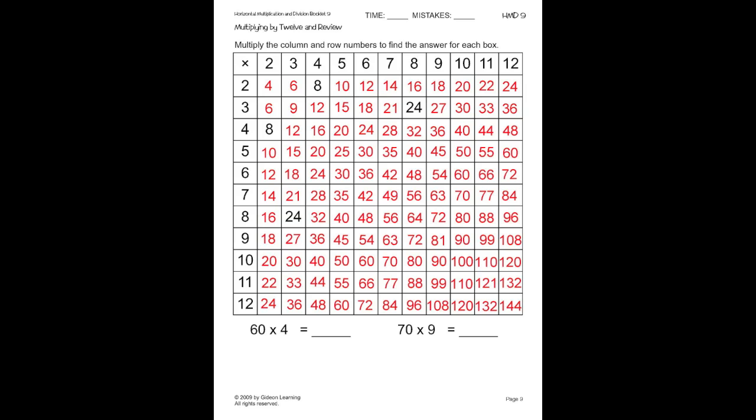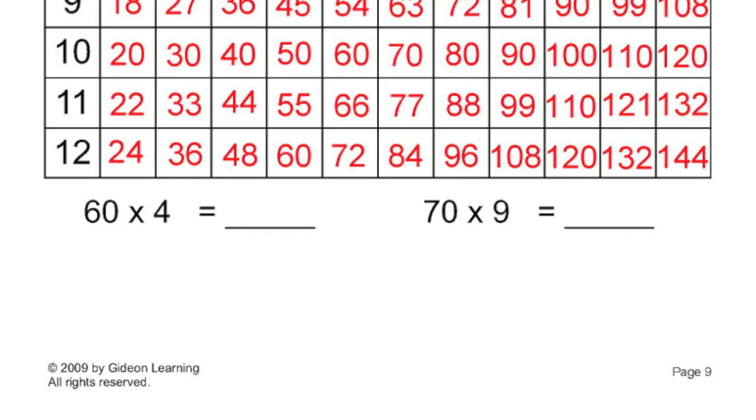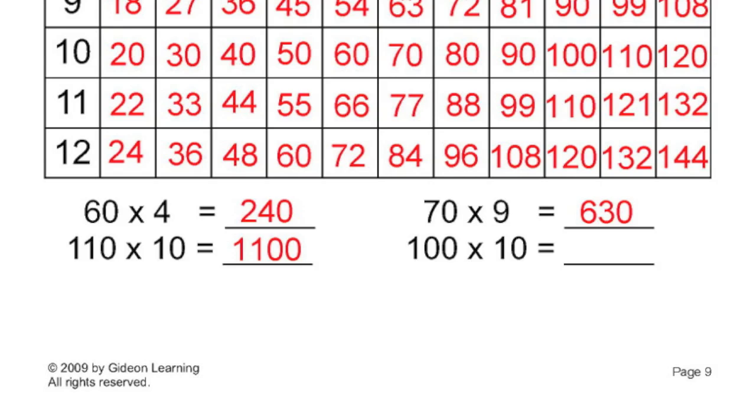Let's go ahead and work on the problems on the very bottom there. So 60 times 4. Well, we do know 6 times 4 is 24. So 60 times 4 is just a power of 10 exercise. It's going to be 240. 70 times 9. I should first think, okay, what's 7 times 9? That's 63. So 70 times 9 is 630. For 110 times 10, it's basically like adding another 0 on the end. So that's going to be 1,100.